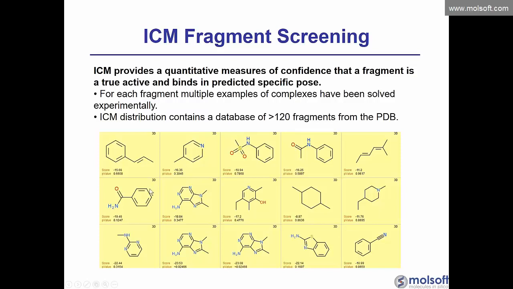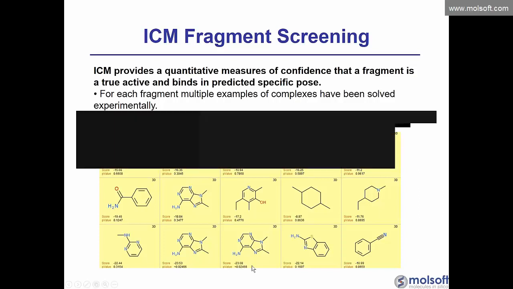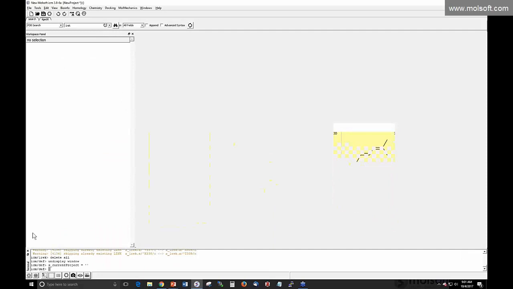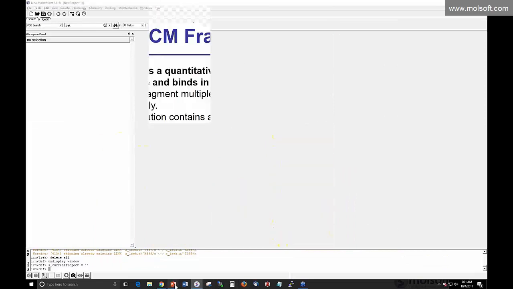So let's just have a look at this database. It contains 120 fragments. So we need to open ICM. We need to get the graphical user interface displayed. One second. I'm going to close.